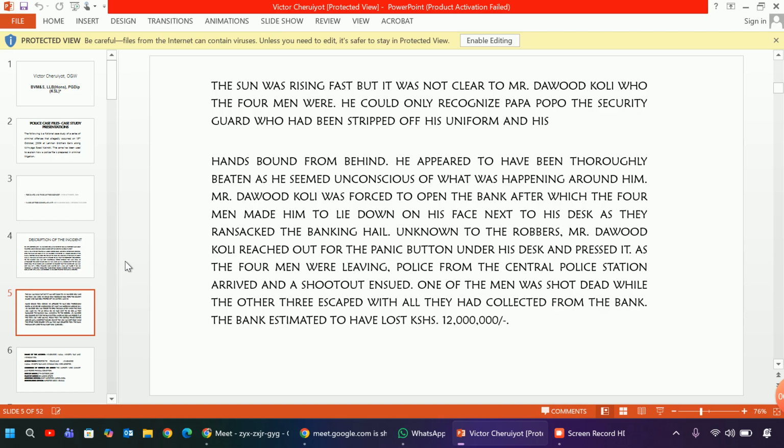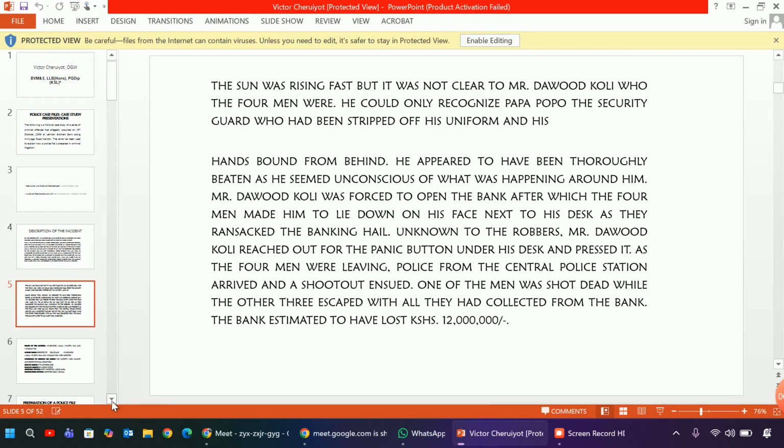Unknown to the robbers, Mr. Dawood Kohli reached out for the panic button under his desk and pressed it as the 4 men were leaving. Police from the Central Police Station arrived and a shootout ensued. One of the men was shot dead while the other 3 escaped with all they had collected from the bank. The bank estimated the loss at 12 million Kenyan shillings.